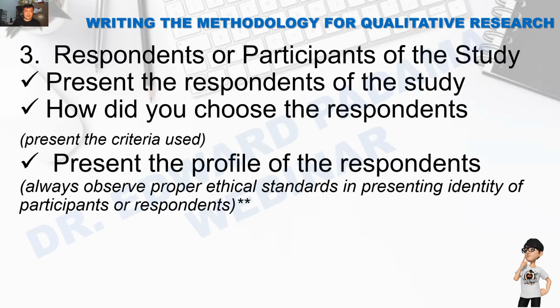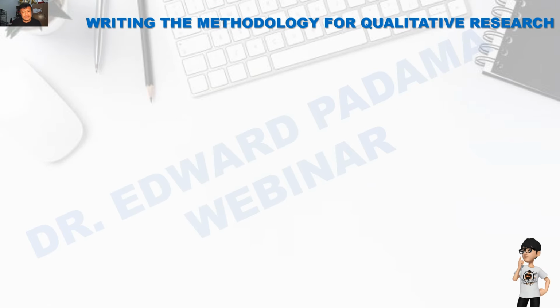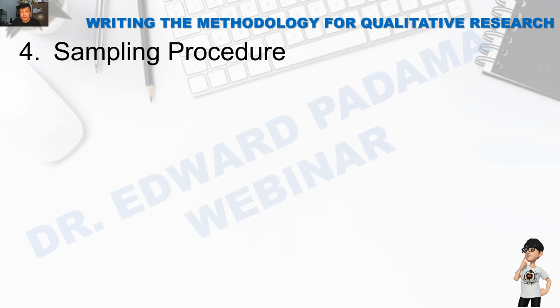Okay, next, number 4. Sampling procedure. Procedure, this is a process. The sequence should be observed. The organization should be observed. How did you use that? Okay? This is also true doon sa susunod natin, data gathering procedure. So, sampling procedure is getting a small portion of the total population. So, if you have a big population, then you utilize sampling procedure.